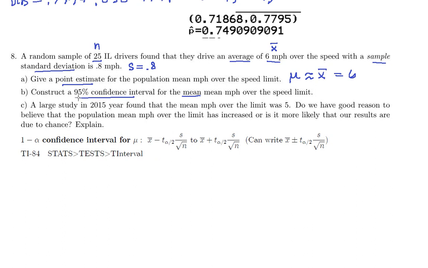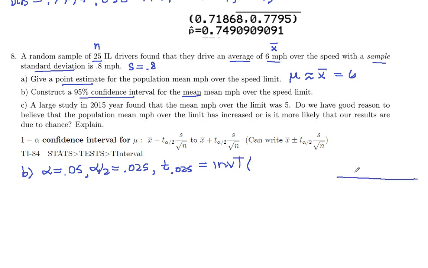So our alpha, 95%, so that means our alpha is 0.05. So working on part B here. So alpha is 0.05. That means that alpha over 2 is going to be 0.05 divided by 2, 0.025. And then that means our t-value, t.025, is going to be inverse t is the calculator function we use for that. And then we use the left area.